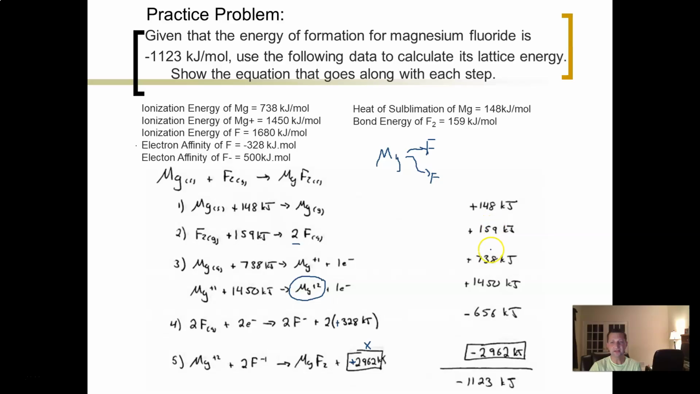So this and this and this and this and this and X equals negative 1123. Do some easy money algebra, solve for X, and you get negative 2962. That's what we want to see. Big time negative value. Your lattice energy is always going to be that. All right. Okay, this is a big deal.